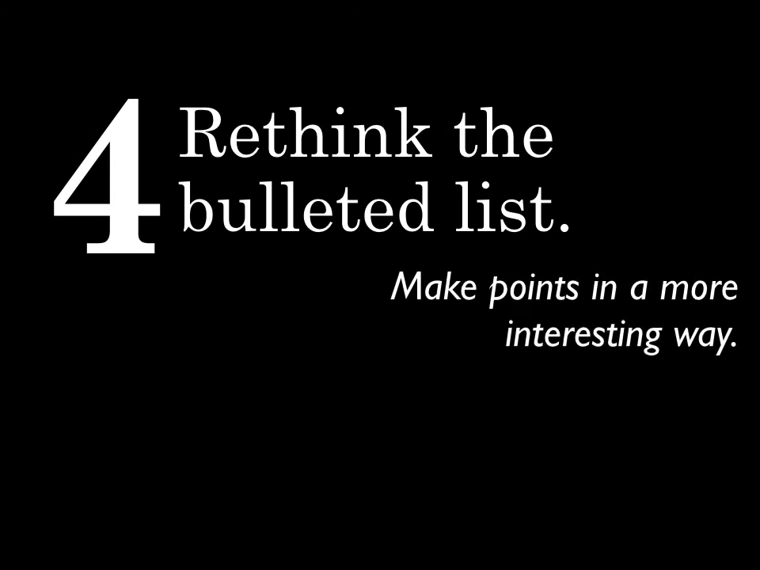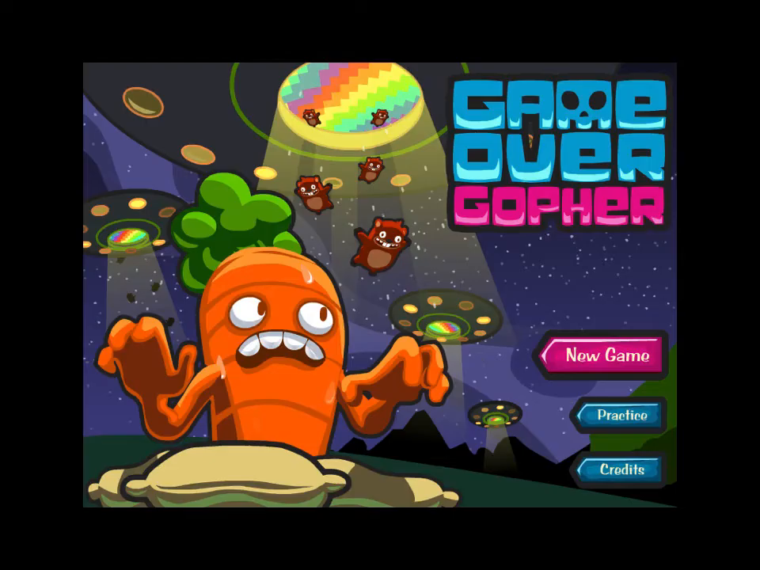Now, rethink the bulleted list. You can really make points in a much more interesting way than just giving us a list of things you want to talk about. Here are some of the strategies I use. I will break them into multiple slides. If I'm talking about all the things we produce at our Games Lab, I'll just say, we create games, boom, and move on to the next slide. So one bullet per slide, for example.